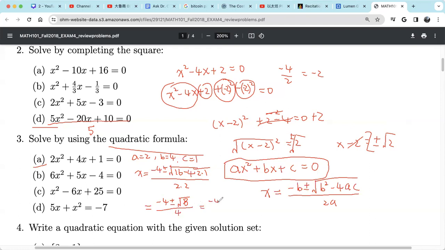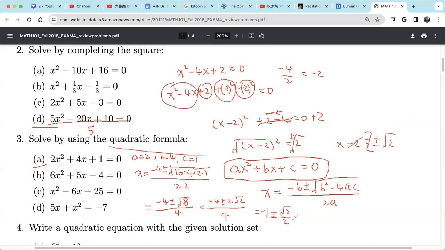We'll have -4 plus minus square root of 8 is 2 radical 2. Right? Because 8 is 4 times 2. Square root of 4 is 2. It's 2 radical 2, all divided by 4. We can simplify this. Because the -4 divided by 4 is -1. Plus minus 2 simplify 4 with 2. So plus minus radical 2 over 2. So two irrational solutions again.